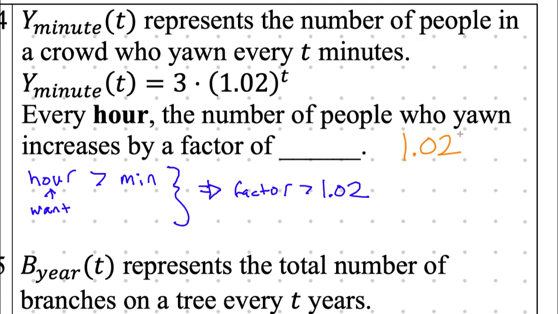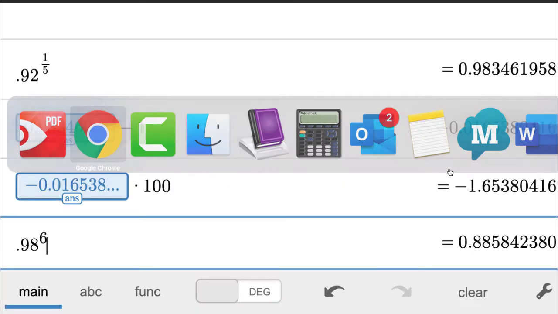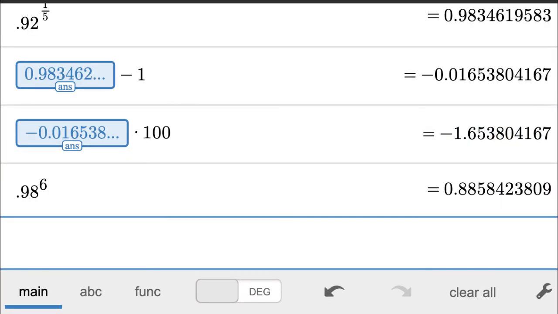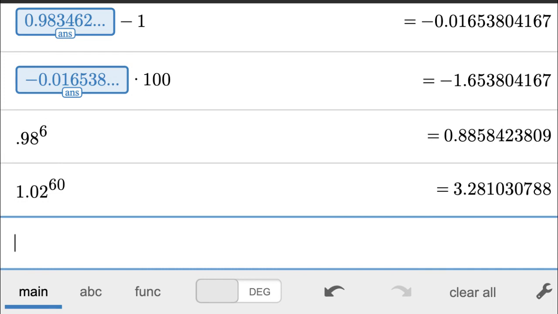Can someone give me a quiet raised hand just to make sure we all understand this? How many minutes are in an hour? Quiet raised hand, easy to get your card in. Jaden? 60. 60, yeah. So this is going to be 1.02 to the power of 60. We have our calculators. So come back over here. 1.02 to the power of 60 is 3.281.